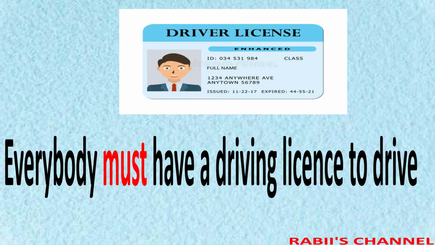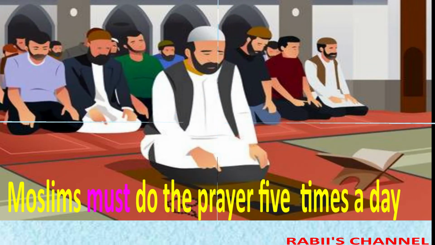Example 2. Everybody must have a driving license to drive. Tout le monde doit avoir un permis de conduire pour conduire. الكل يجب أن يتوفر على رخصة سياقة للسياقة. Example 3. Muslims must do the prayer 5 times a day. It's an obligation, it's compulsory, it's obligatory.